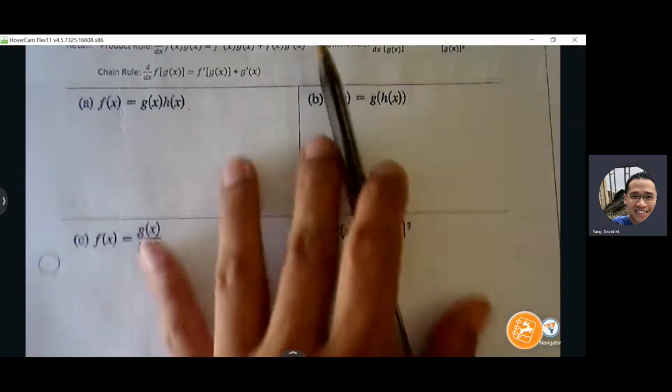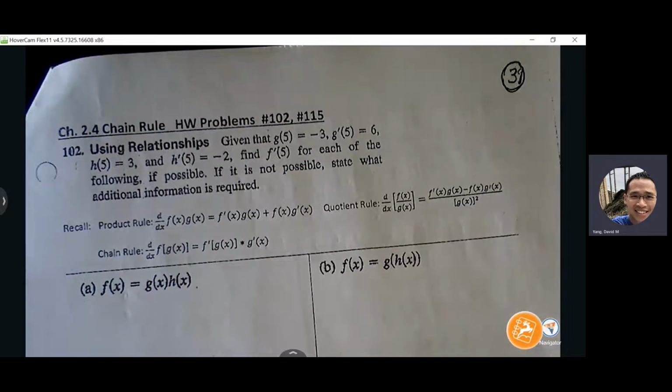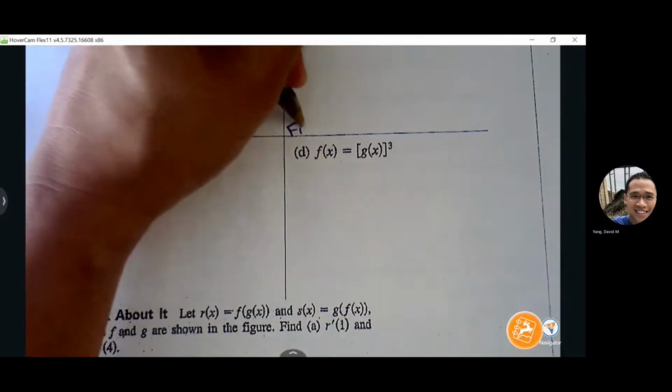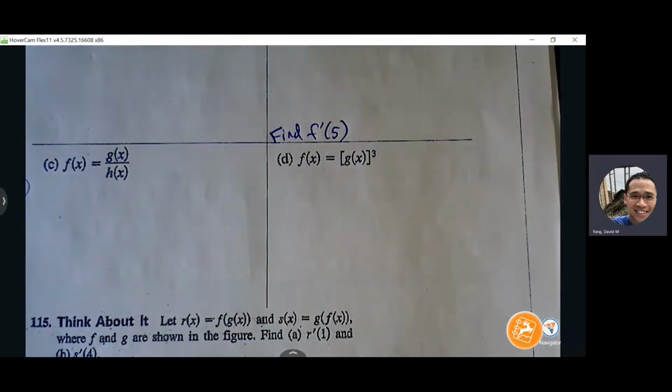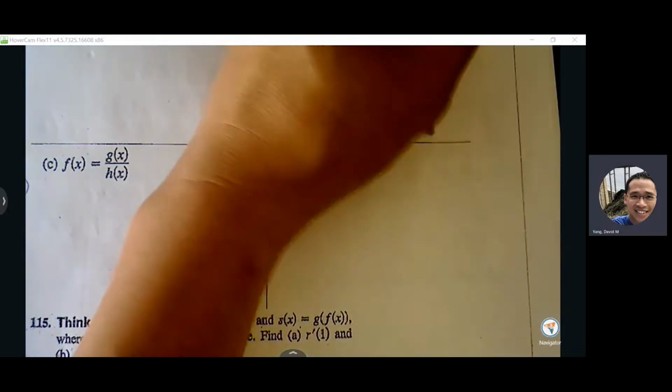So it's asking for, at the top of the page, it says find f prime of 5 for each of the following if possible. So that's our goal. Our goal is to find f prime of 5. Okay, so do we see the need for chain rule here? Okay, so we have a bracket or parentheses with a function inside, and you got a bracket with an exponent outside. So there's clearly the separation between the outside inside portion. So we got to do chain rule here.